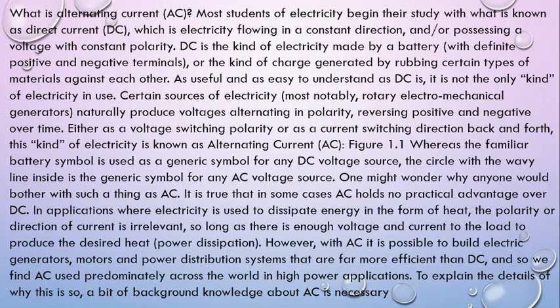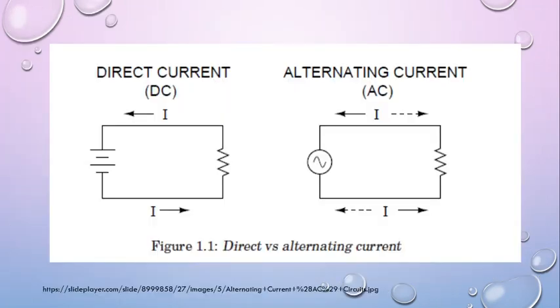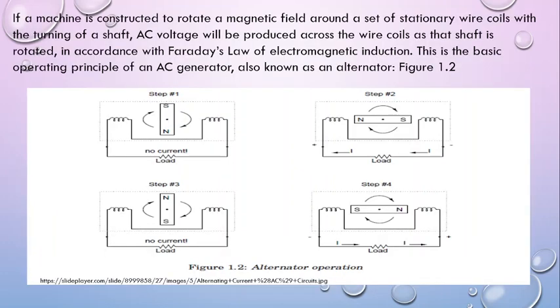To explain the details of why this is so, a bit of background knowledge about AC is necessary. Also, guys, in this picture you can see the examples of direct and alternating current. From the left side, this is our direct current or DC. From the right side, you can see the example of our alternating current or AC.